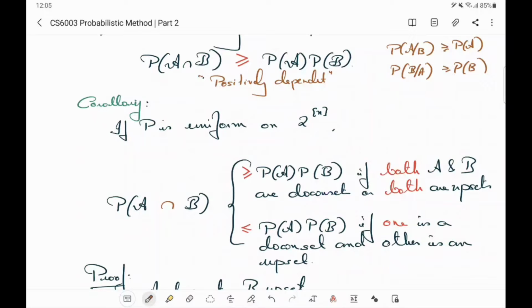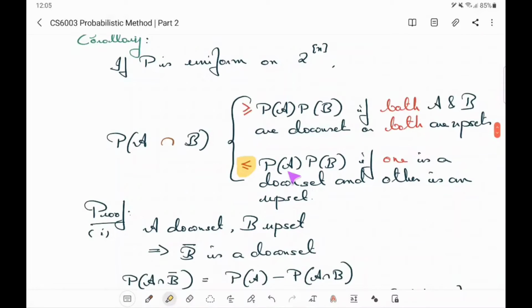But a similar thing is easy to prove either directly or by just doing some manipulations, that if both of them are upsets, upward closed, then also the same inequality holds, while if one of them is downward closed and the other is upward closed, let's say A is a downset and B is an upset, or vice versa, A is an upset and B is a downset, in both those cases this inequality reverses. Okay, so note that here the inequality reverses, right?